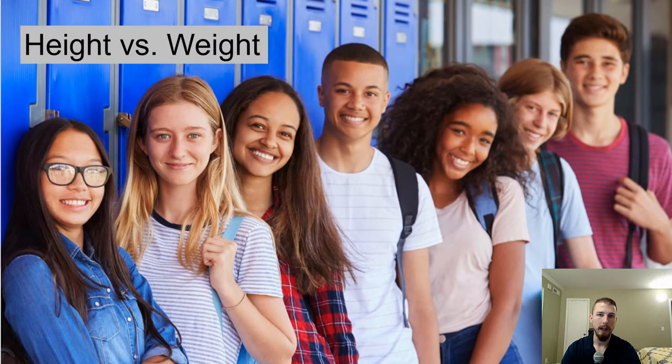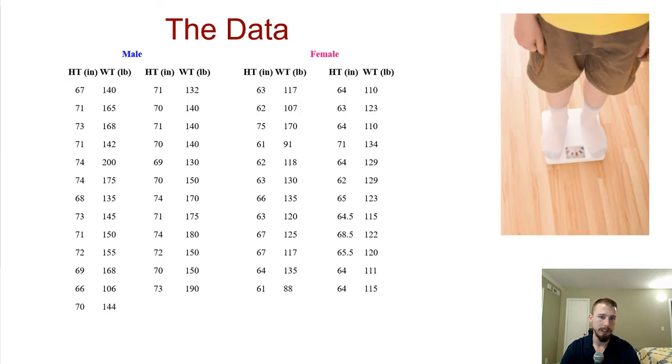Hey guys, welcome back. We're going to be continuing our study of linear regression by looking at the relationship between the height and the weight of several AP statistics students. So here we have our students, and here we have our lovely data. If we look at the data, it's sorted into two different groups. We have the male data for height and weight and the female data for height and weight.